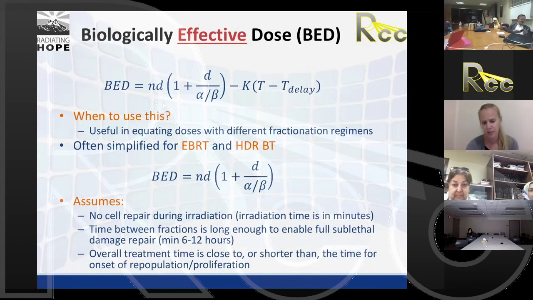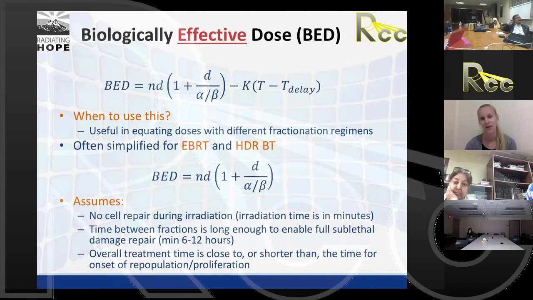The other assumption, which is a little bit wilder and a little bit more out there, is that the overall treatment time, so the whole time it takes to give all of our fractions, is close to or shorter than the time for the onset of rapid repopulation. So for cervix cancer, that time for rapid repopulation is, depending on which paper you read or which book you look at, somewhere around the 20 to 30 day mark.